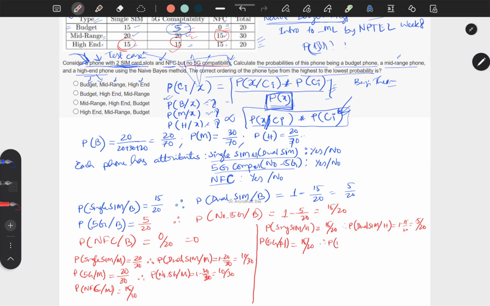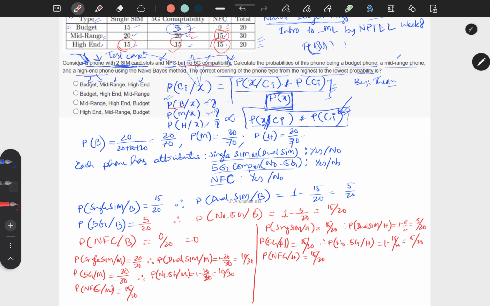Hence probability of no 5G given it is a high-end phone is equal to 1 minus 15 by 20, which is equal to 5 by 20, correct? Then the last one, probability of the feature NFC given the class level is high-end. So that is 15 by 20. Okay. Now we will be calculating this one, right?